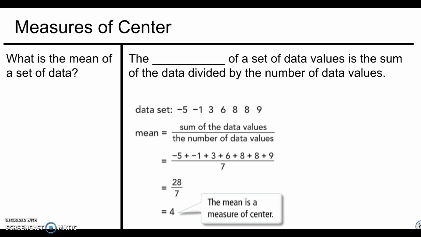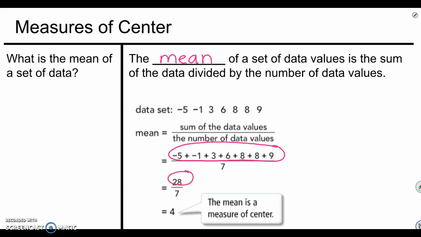We're going to begin our lesson by reviewing mean. The mean of a set of data values is the sum of the data divided by the number of the data values. So here in our set, we have -5, -1, 3, 6, 8, 8, and 9. When we add these numbers together, that gives us 28.